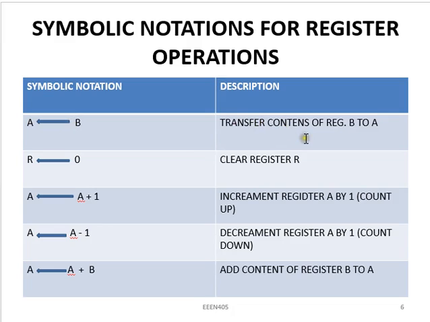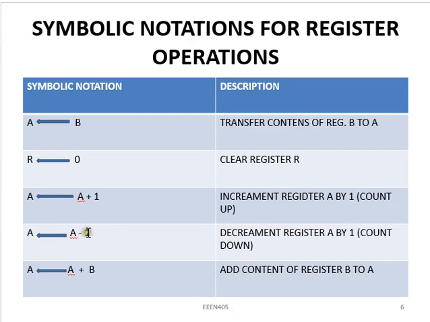Whatever is containing it, we now transfer them to register A. And if you look at the second one, we are saying that this register R, we should clear it to 0. That is, clear register R to 0. And here we have A plus 1 pointing to A. What we are saying is that we should increment the value of the register A by 1, and whatever we get as our result, we should store it in the same register A.